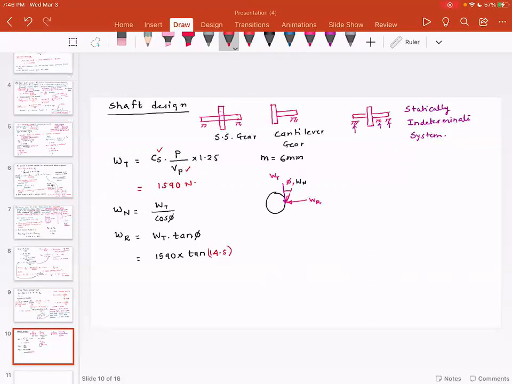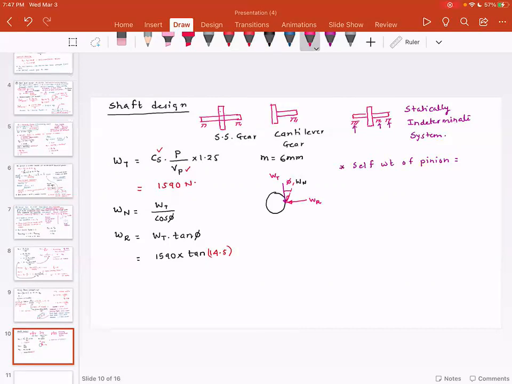Now, one thing that we have to understand is the pinion is not weightless. What it means is the pinion has its own self-weight, and it's non-trivial. How would you find out the self-weight of the pinion? And here is an approximate way of finding the self-weight of the pinion.